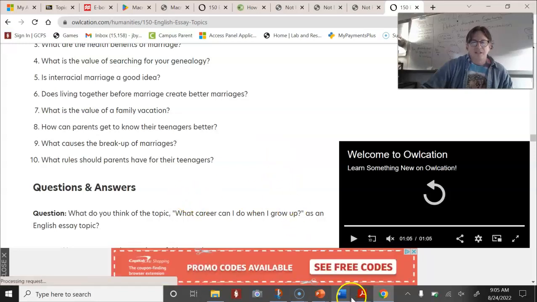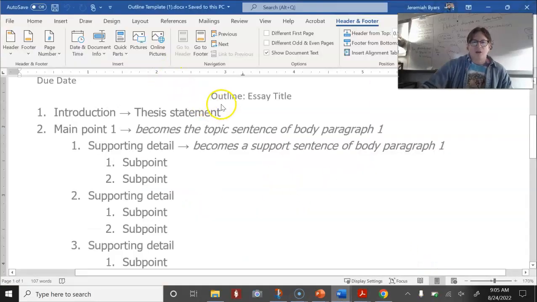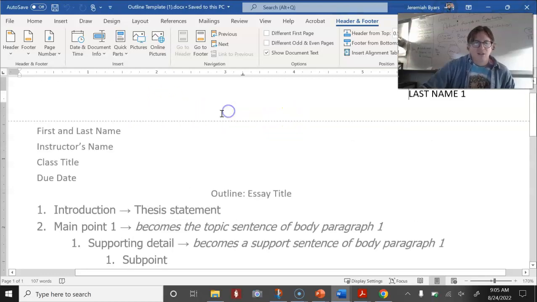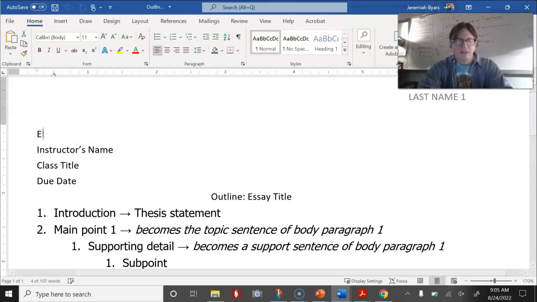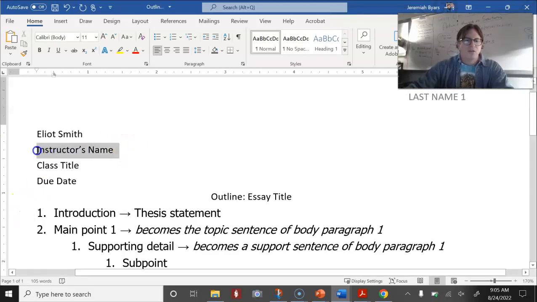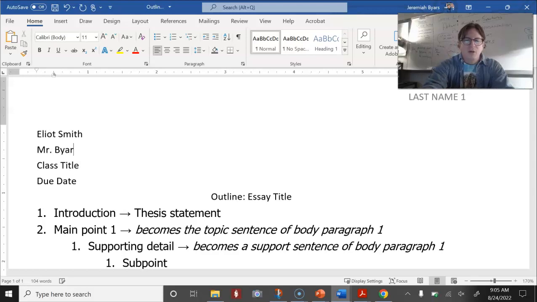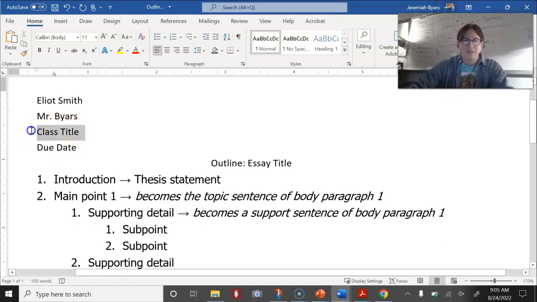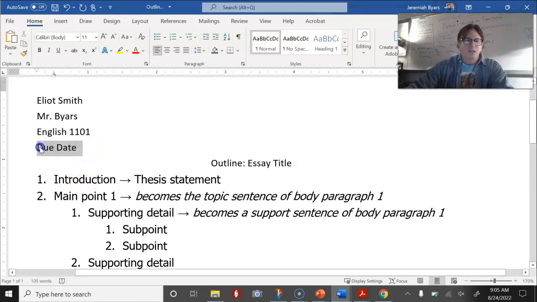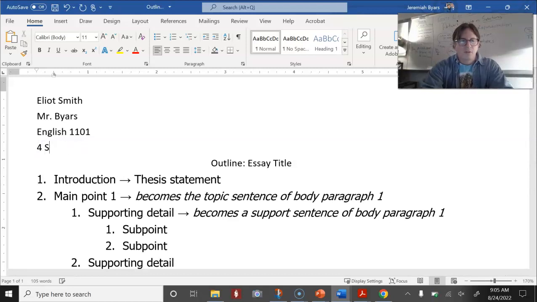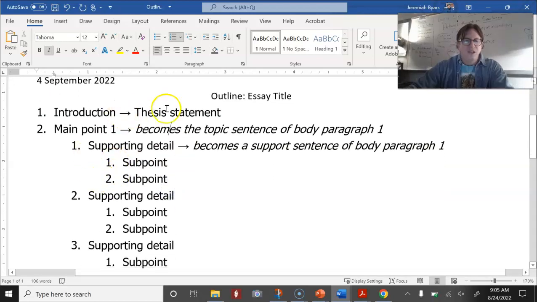So turn it into a complete sentence on your outline. Don't write a question. Write the complete outline. Write the complete thing. So for example, I'll just fill this out. Imagine my name is Elliot Smith. Okay. Instructor's name is Mr. Byars. I'm getting a lot of weird spellings of my name, I'll tell you that. English 1101. Due date for September 2022. Okay. Introduction, thesis statement.